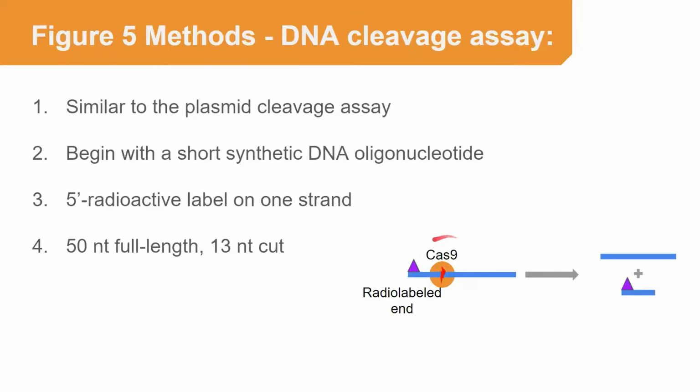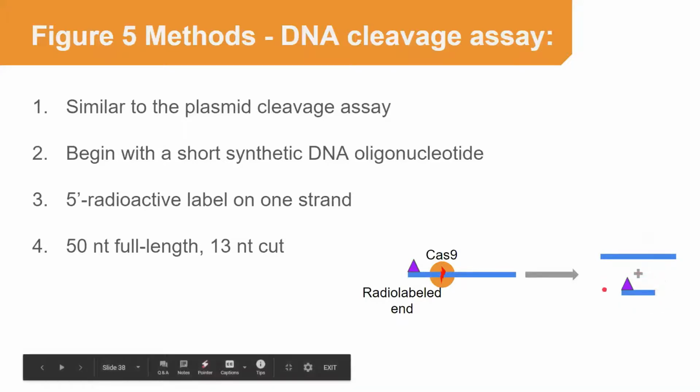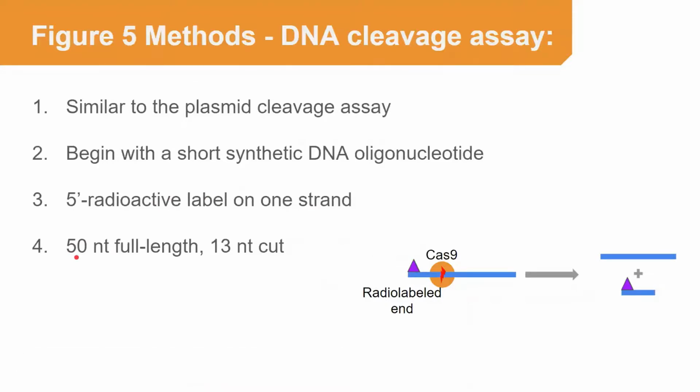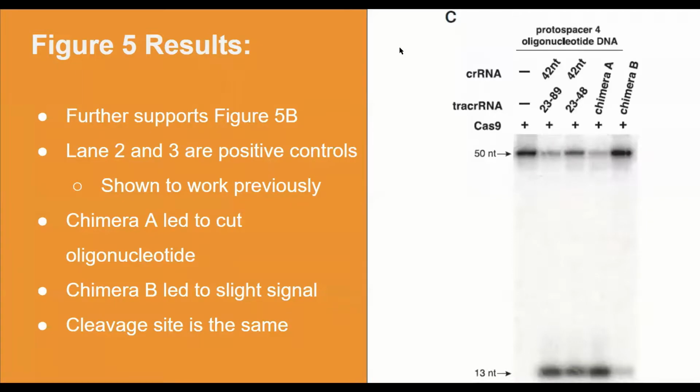An active Cas9 would come in and cleave at a certain position, which would result in two different double-stranded DNA fragments of various sizes. And one of these would be labeled with the radioactive component. I also noted here that the full-length oligonucleotide is 50 nucleotides in length, and the cut version that was radioactively labeled is 13 nucleotides in length. Now I'll be getting into the results corresponding to that method.